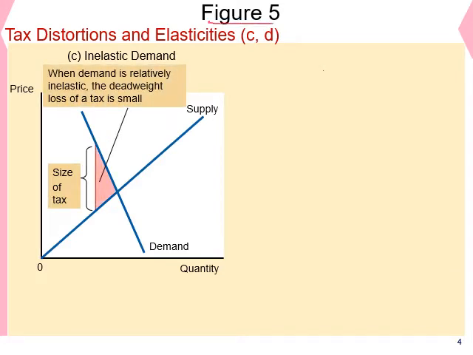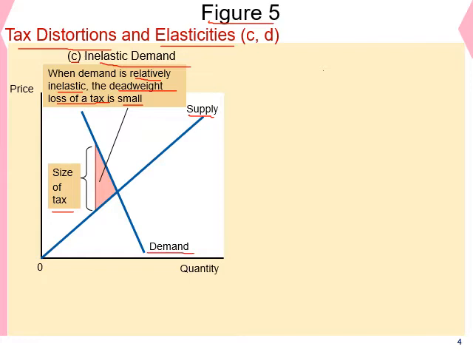Figure 5 deals with tax distortion and elasticity. In panel C, the demand is relatively inelastic. When the demand is relatively inelastic, the deadweight loss of a tax is small. Looking at the graph, given the supply curve and the size of the tax, the demand curve is steeper.